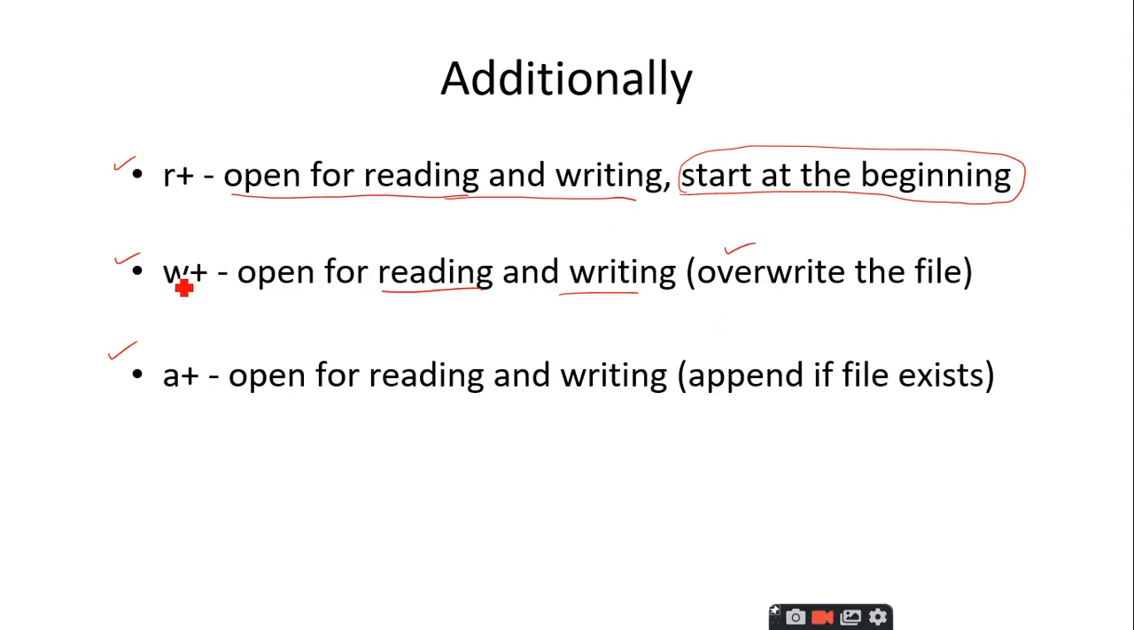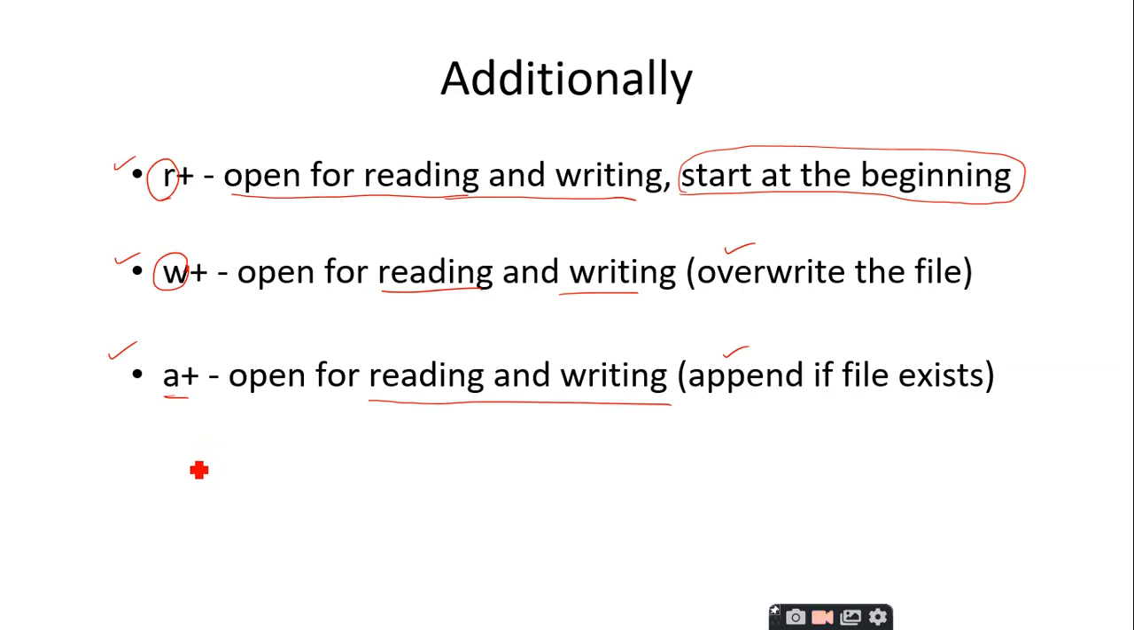So most importance is given to W, whereas in R plus importance is given to R. Similarly, if you go for this A plus, append plus, you are going to open the file for reading and writing, but more importance is given for appending the data. So already existing data remains as it is, and new data is going to be appended to the file.